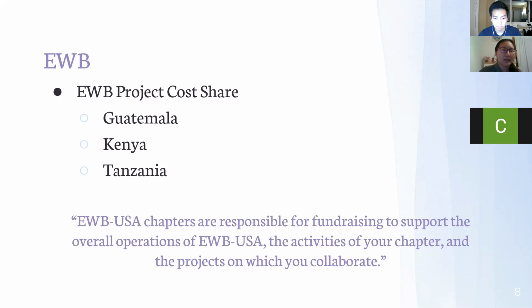In the box below, I quoted something from EWB. It says, "EWB USA chapters are responsible for fundraising to support the overall operations of EWB USA, the activities of your chapter, and the projects on which you collaborate." This EWB project cost share is something a bit new, so the large majority of the responsibility is on our chapter to fundraise ourselves. That's why financial development is very important, so that we can provide enough funding to do all of the activities necessary.